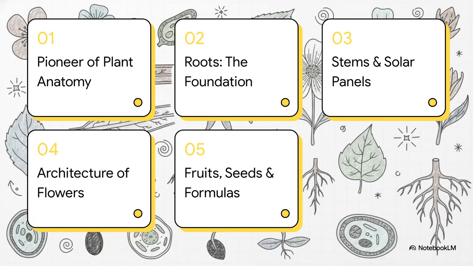Here's our roadmap for today's Explainer. First up, we'll meet the pioneer of plant anatomy. Then, we'll dig into roots as our underground foundation. Third, we'll look at stems and solar panels. Fourth, the brilliant architecture of flowers. And finally, we'll wrap up with fruits, seeds, and formulas.